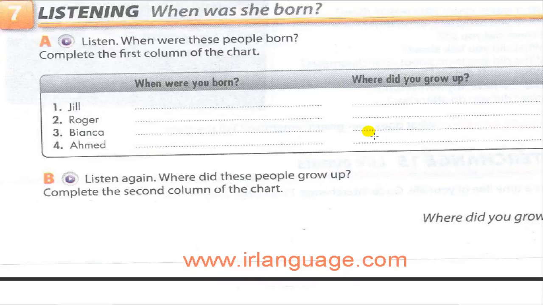4. Ahmed. I'm Ahmed. I'm an architect. I was born in 1974 in Egypt. I grew up in Egypt and moved to France last year. But I'm planning to return to Egypt next year. I want to start my own business there.